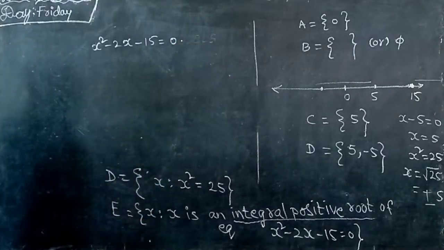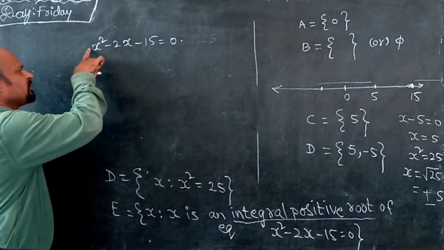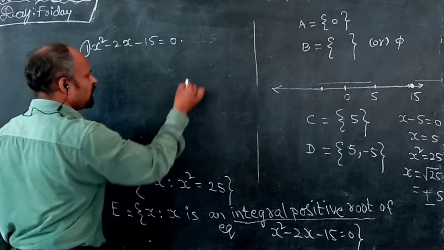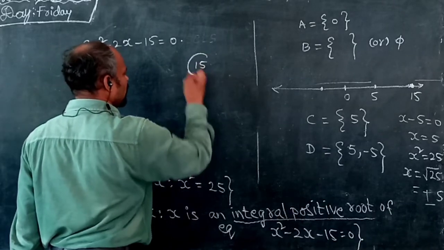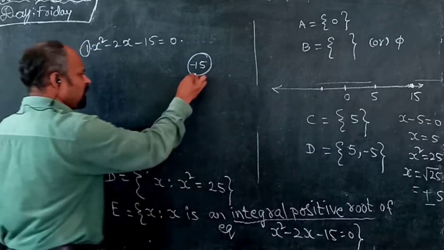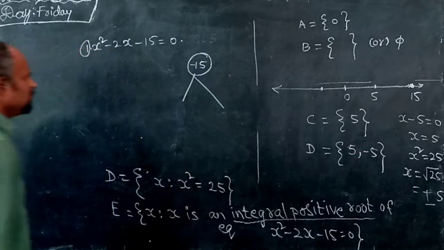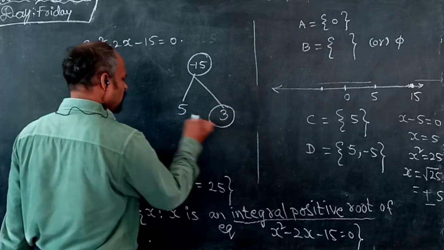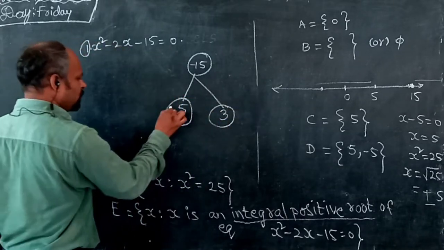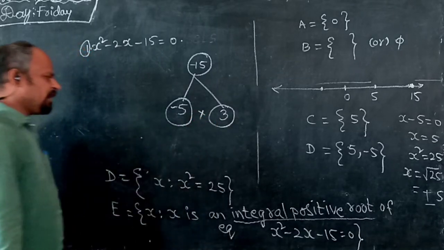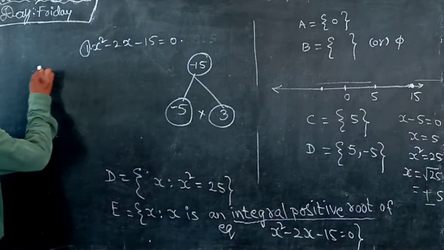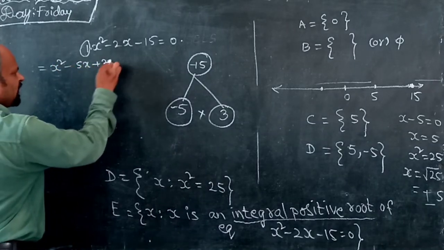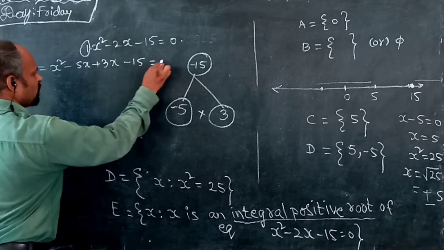You are familiar with the factorization method. The x square coefficient is 1 here. So 1 into 15, so minus 15 we are getting. We need to take the factors of minus 15. Let us take 5 into 3. Here we want negative, so I will keep minus 5, so minus 5 into 3. I will split it like this: x square minus 5x plus 3x minus 15 is equal to 0.